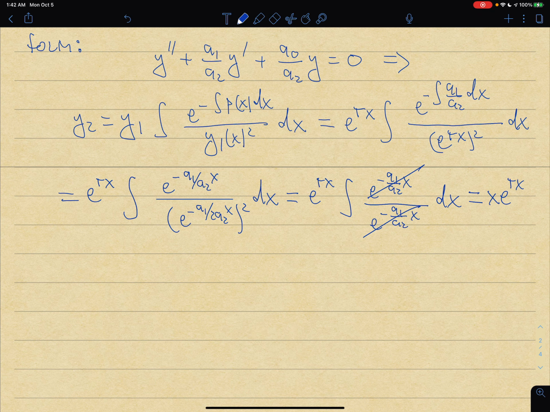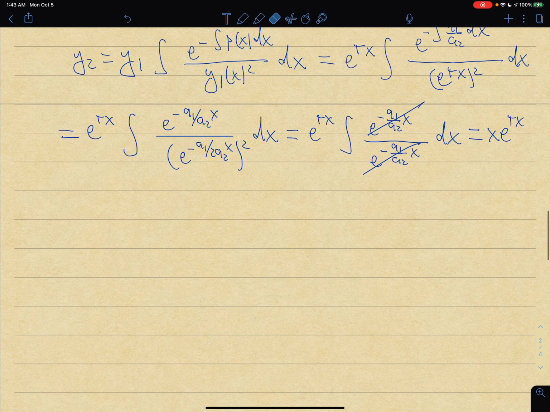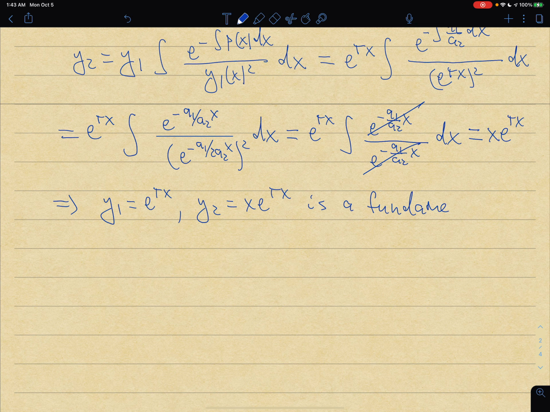And I know that the second solution is linearly independent from the first one because that counts as a reduction of order. The second solution that you find from a reduction of order is always going to be linearly independent from the first one. And so therefore, y1 equal to e to the rx, y2 equal to x e to the rx is a fundamental set of solutions of my ODE.